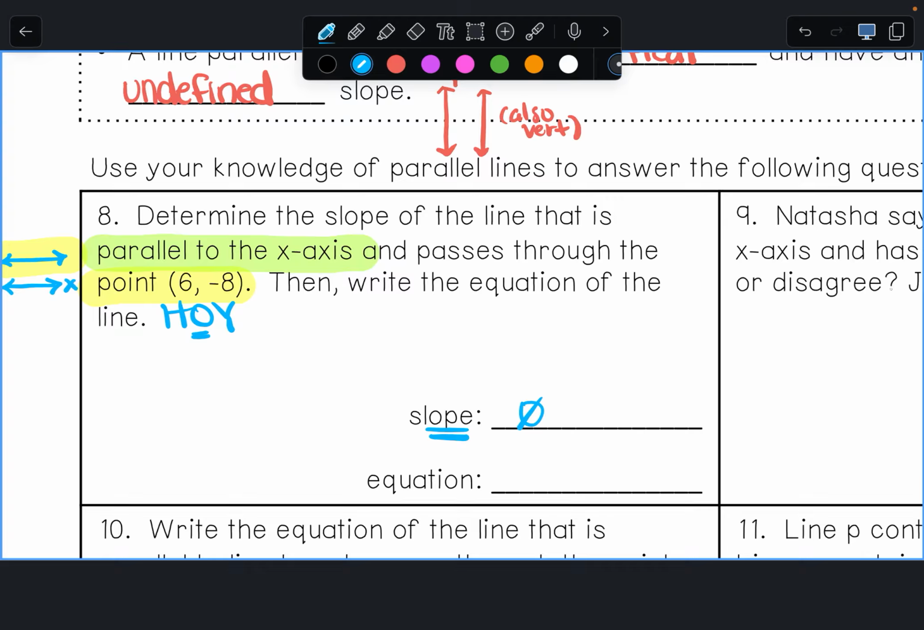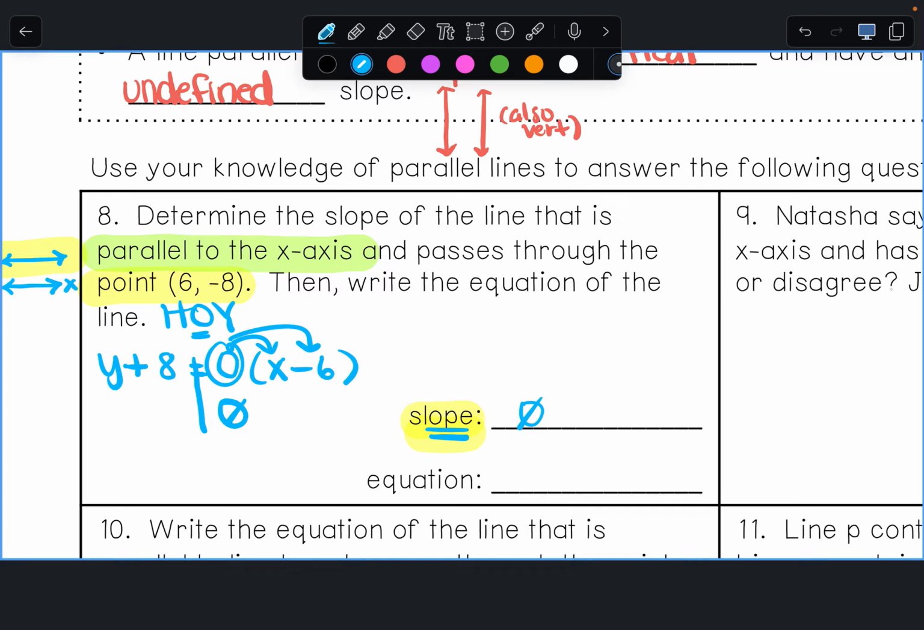Okay? So we know the slope and we have a point. What can we use to find the equation? Point slope form. Y minus something equals something, x minus something. Y minus what? Y plus 8 equals 0 times x minus 6. Well, when we're solving it, 0 times anything is 0.